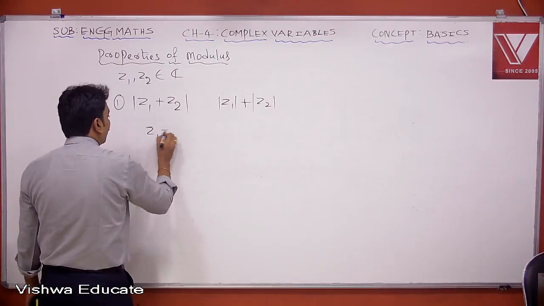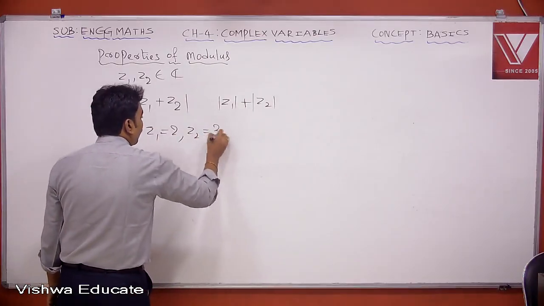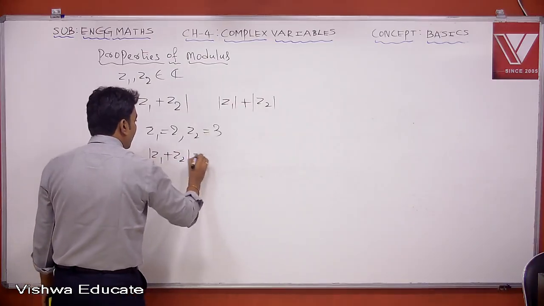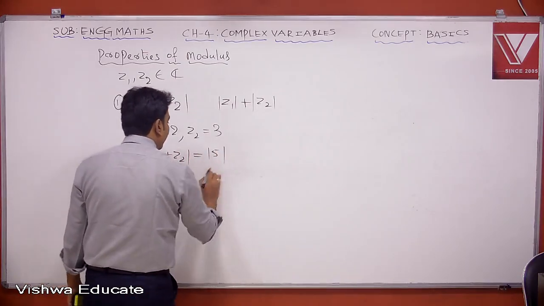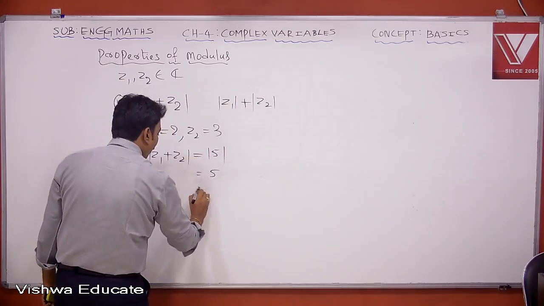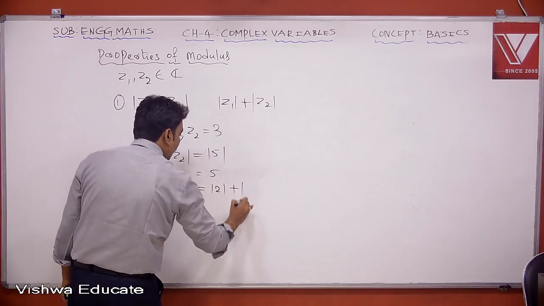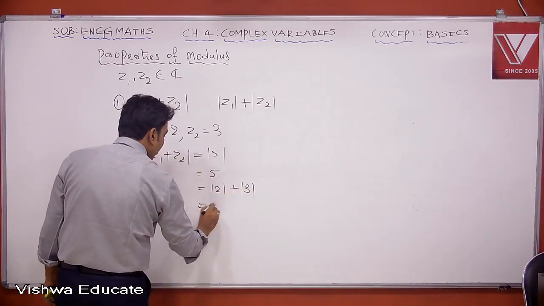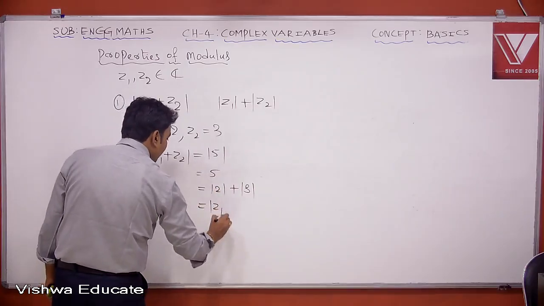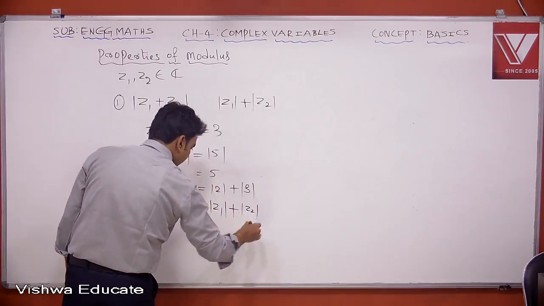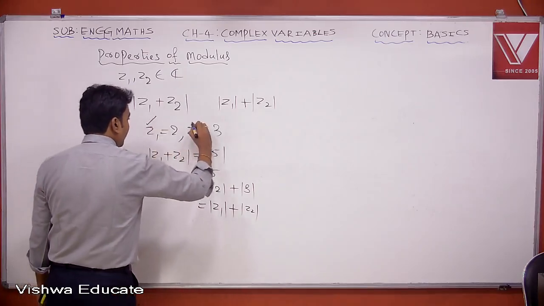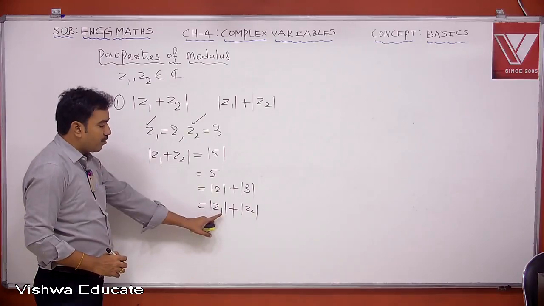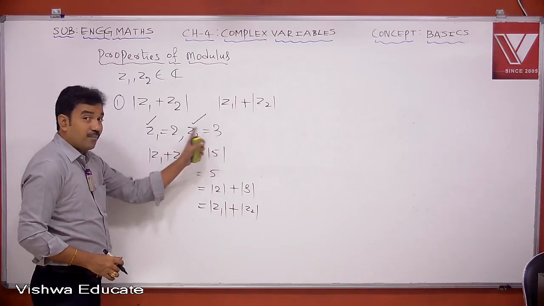Suppose z1 equal to 2, z2 equal to 3. Now in this case, modulus of z1 plus z2 is nothing but mod 5, which is equivalent to 5. This 5 I can write as modulus of 2 plus modulus of 3, which is modulus of z1 plus modulus of z2. Therefore, if z1 and z2 are purely real numbers, then modulus of z1 plus z2 equals mod z1 plus mod z2. Of course, they are positive numbers.